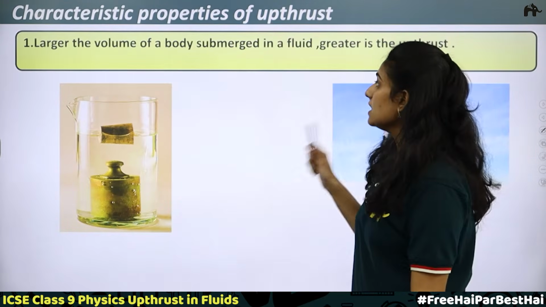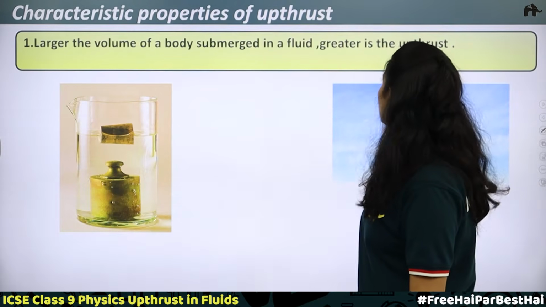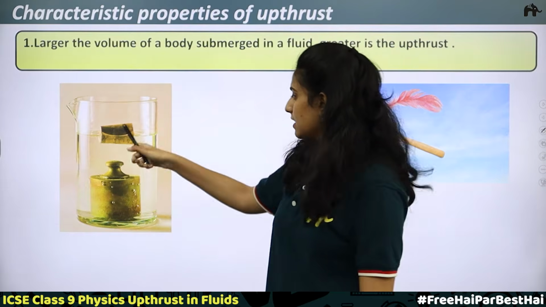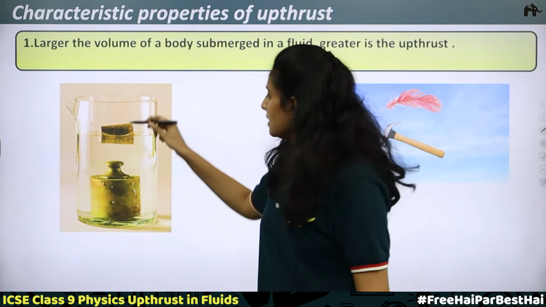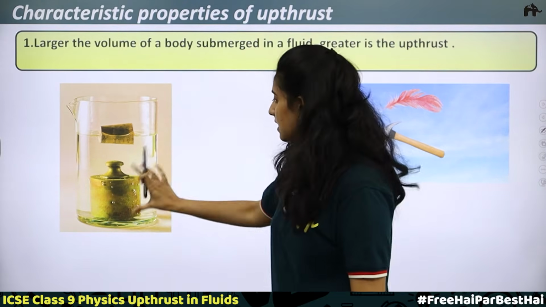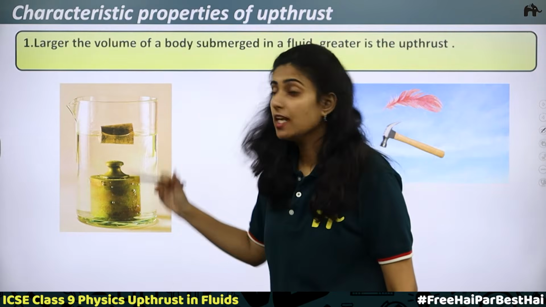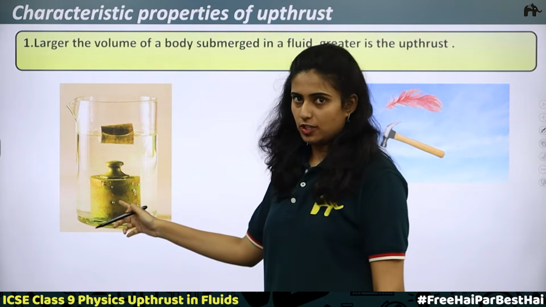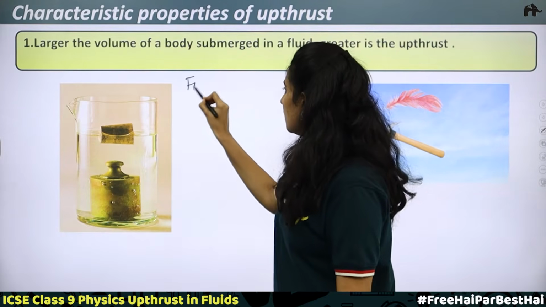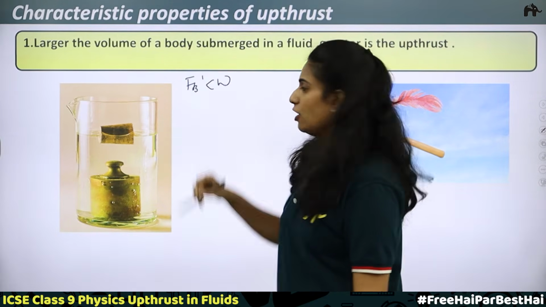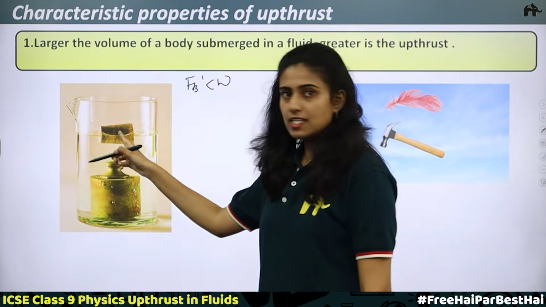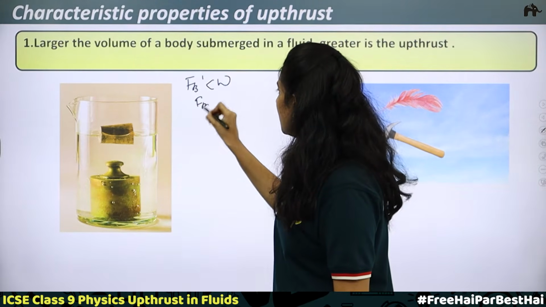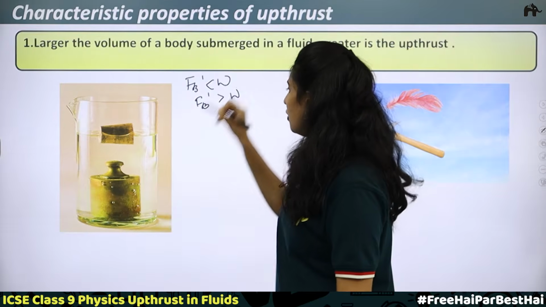First one is, larger the volume of a body submerged in a fluid, greater is the upthrust. So here you can see two objects. Okay, first is a cork, another object is there. This has completely sunk in the water. Okay, what does it mean? Here the upthrust is very less compared to the weight of the body. Okay, Fb dash less than the weight of the body. Now what about this case? Here it is the case when Fb dash is greater than the weight of the body.